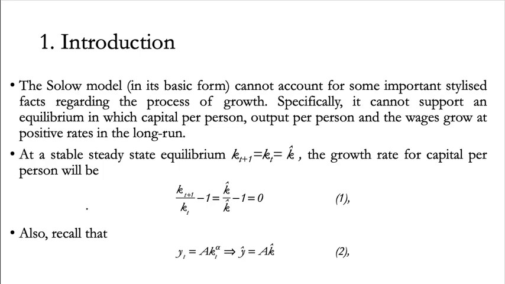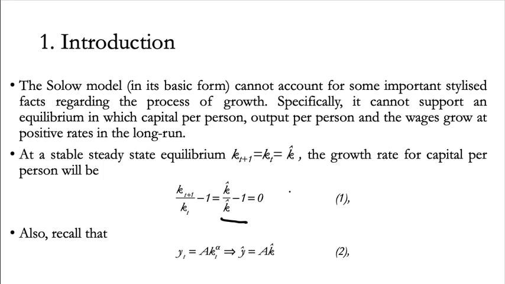Now here, at a stable steady-state equilibrium, we already know that Kt plus 1 must be equal to Kt, and we represent it by K hat. So the growth rate for capital per person will be expression 1 here. At the steady state, the growth rate is like this. Also recall that output per person is A Kt to the alpha, which at the steady state, y hat equals A K hat to the alpha, isn't it? So this is expression 2.